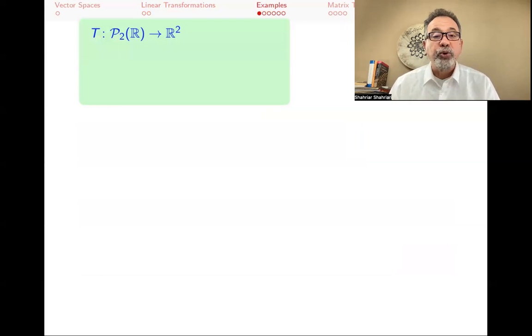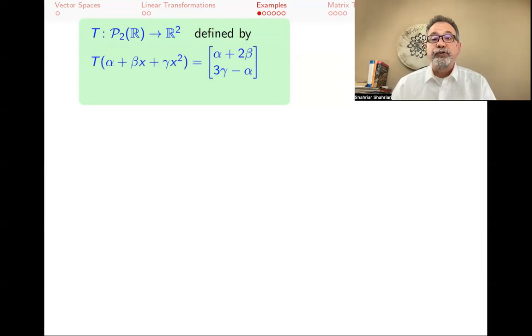So P2R is polynomials of degree no more than 2, polynomials of degree less than or equal to 2 together with the 0 vector, and R2 is 2-tuples. And so I'm going to give you a function from P2R to R2. The domain is P2R and the codomain is R2. And I'm going to tell you what the rule is. To tell you the rule, I have to tell you where every polynomial of degree less than or equal to 2 goes.